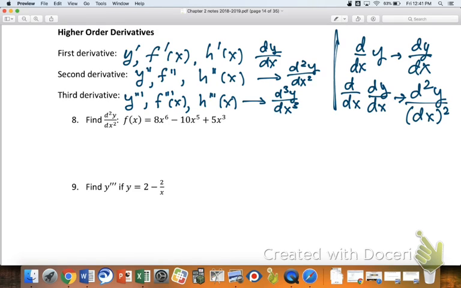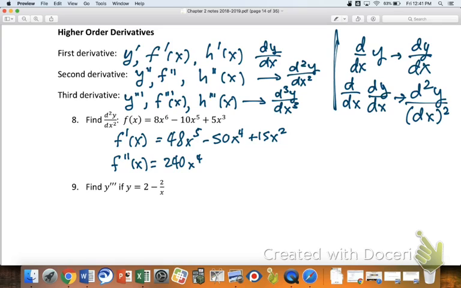difference. Okay, so this time we do just have the original function here. So for f prime, do you guys just use the power rule a couple times? 48x to the 5th minus 50x to the 4th plus 15x squared. Did I do all of my arithmetic right, I hope? All right, so then to find the second derivative, we just basically do it again. So 48 times 5 should be 240x to the 4th minus 200x cubed plus 30x. That would be your second derivative.